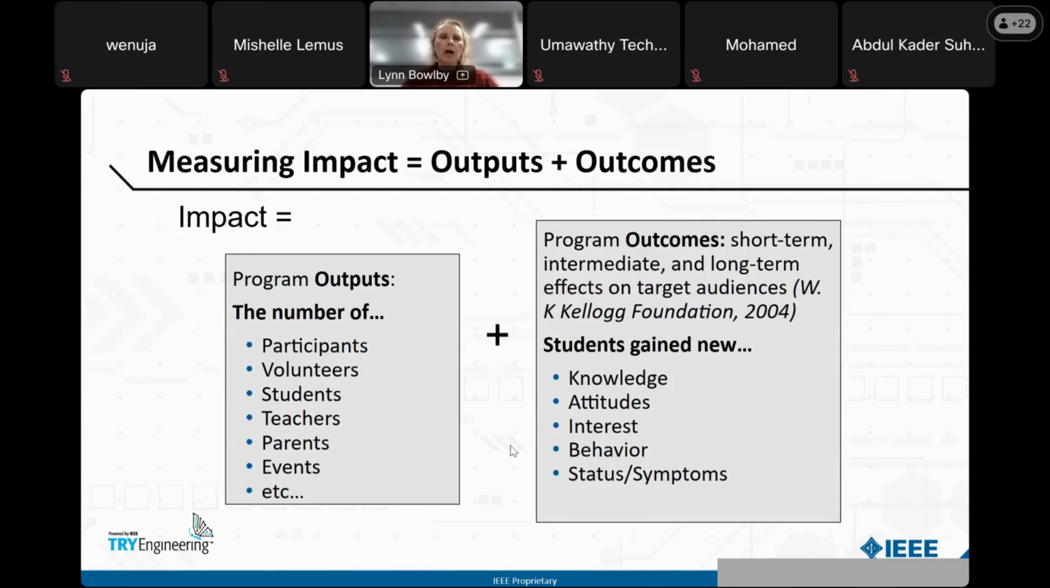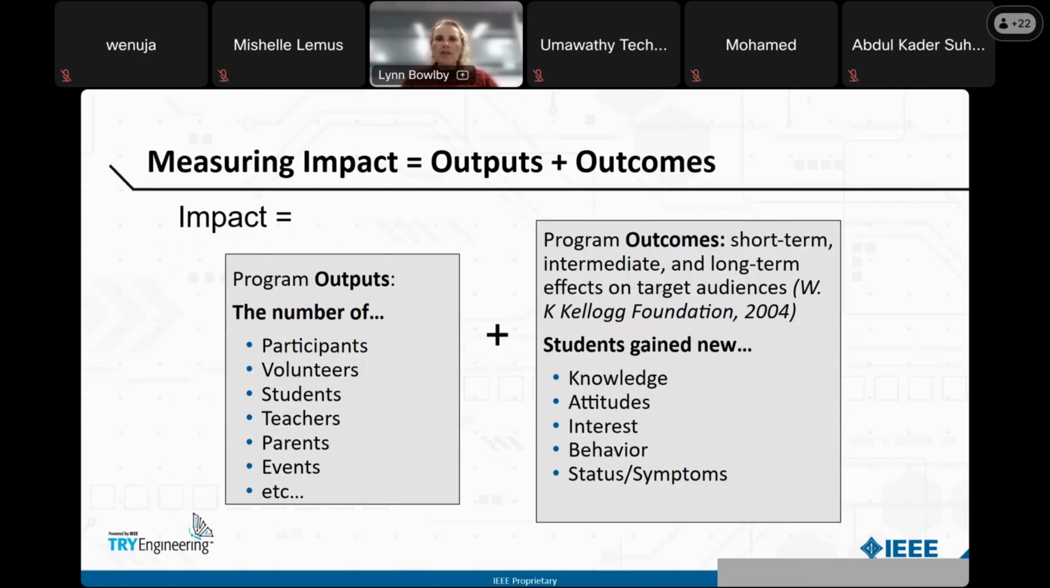So when you're thinking about measuring the impact of your program, and thinking about the response you're going to provide on your application, there's certainly program outputs. So there's just the basics, the number of participants, volunteers, students, teachers, parents, that sort of thing. Any group of people that are participating in the event, you'll want to know how many are you impacting.